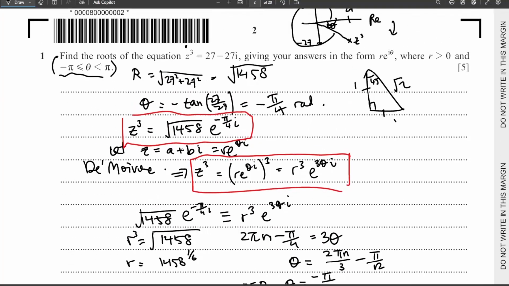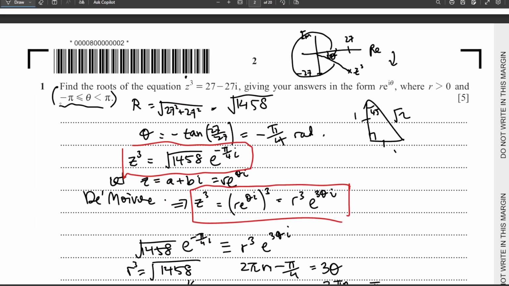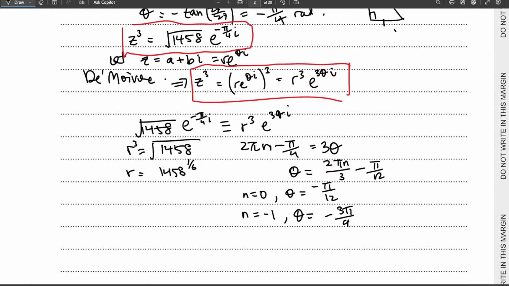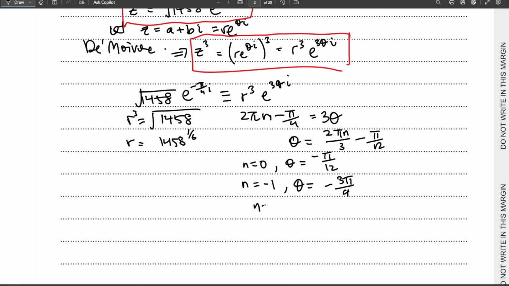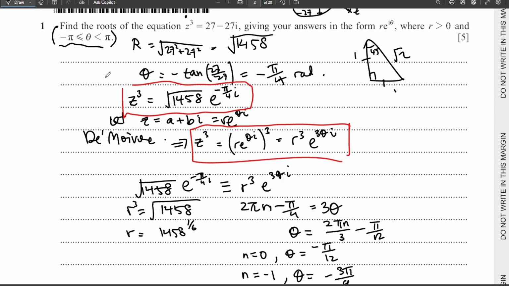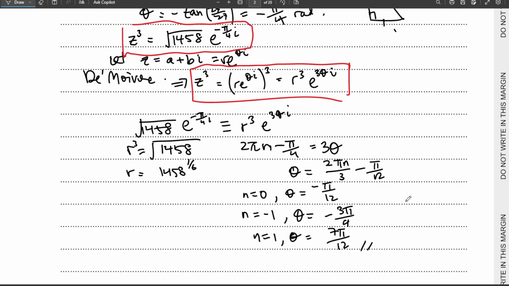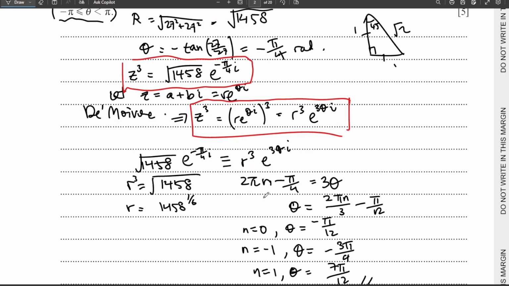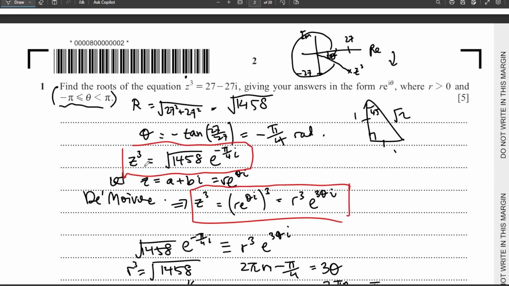If we go to negative 2, it will definitely be less than negative pi already. So let's try n equals 1. In this case, n equals 1 gives us 7 pi over 12. I think that's enough, because we only want three roots, and n equals 2 would also probably be outside the boundaries.